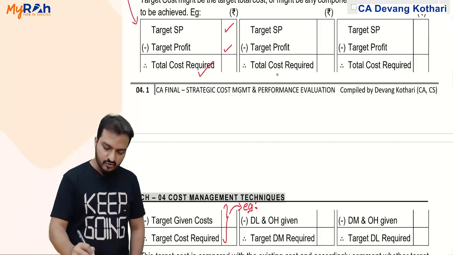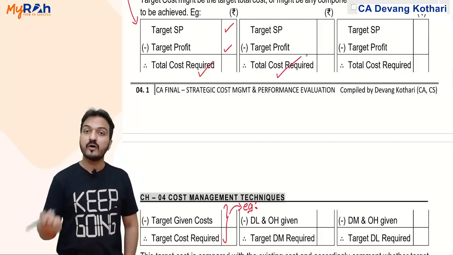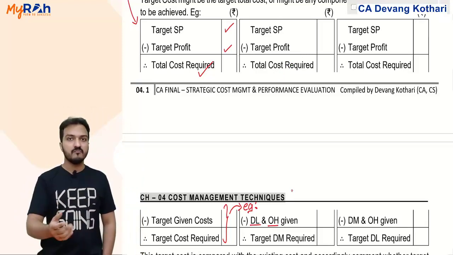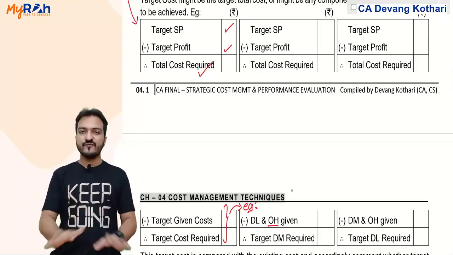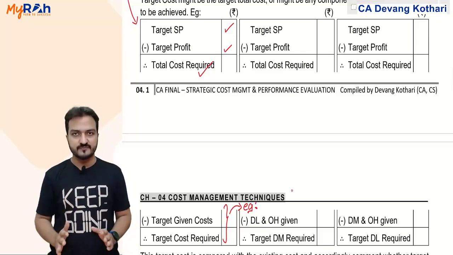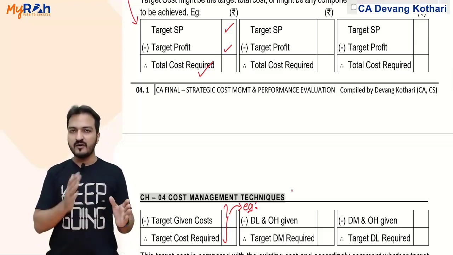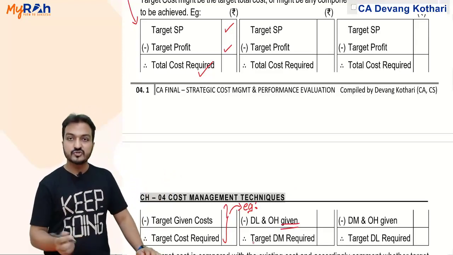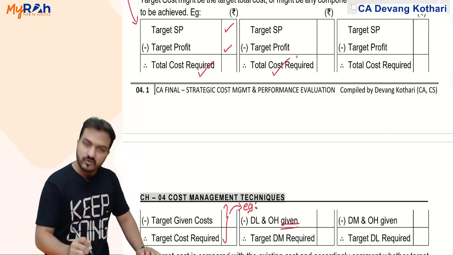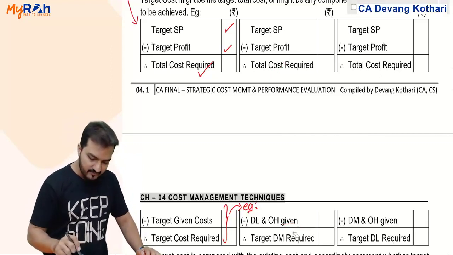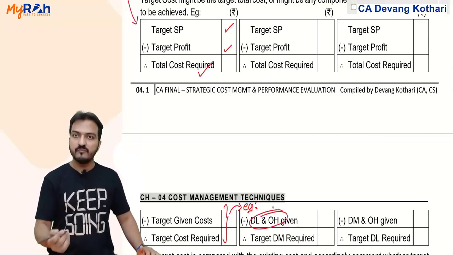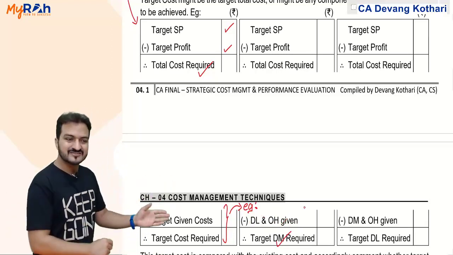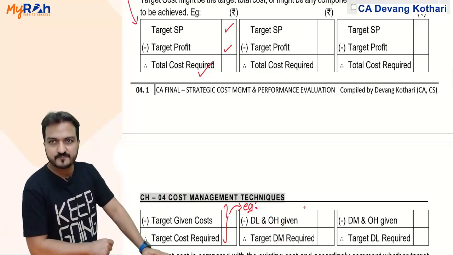Out of the target total cost required, you are already given labor and overheads. Maybe direct labor and overheads are fixed. It will not change, it will not be decreased. So if direct labor and overheads are already given, deduct that given cost here. Now what remains out of the total cost, if I deduct labor and overheads, will be the direct material cost.